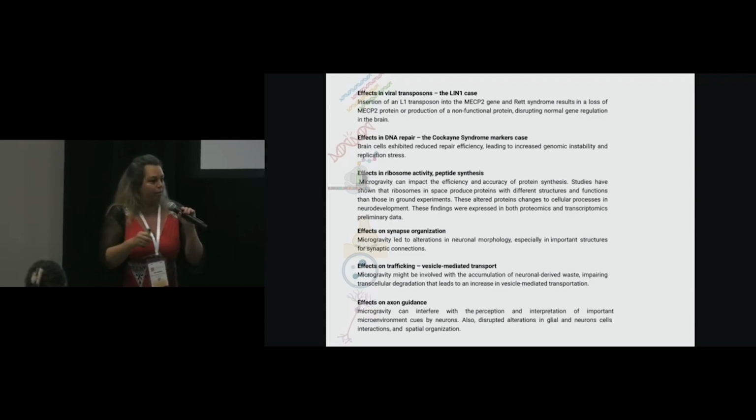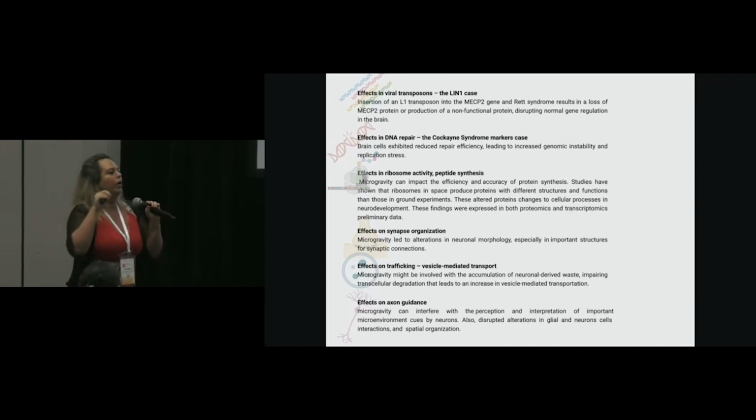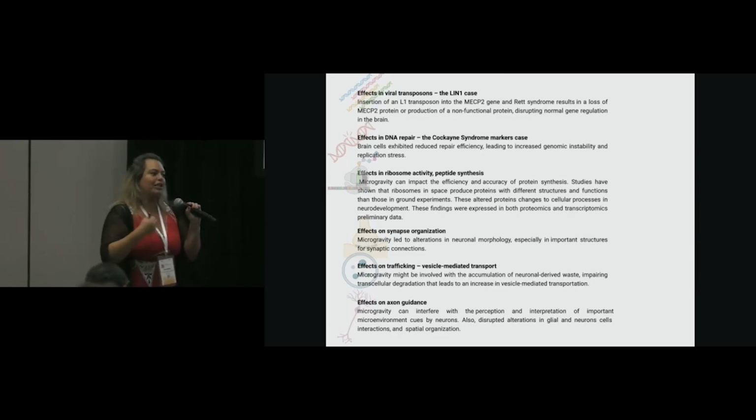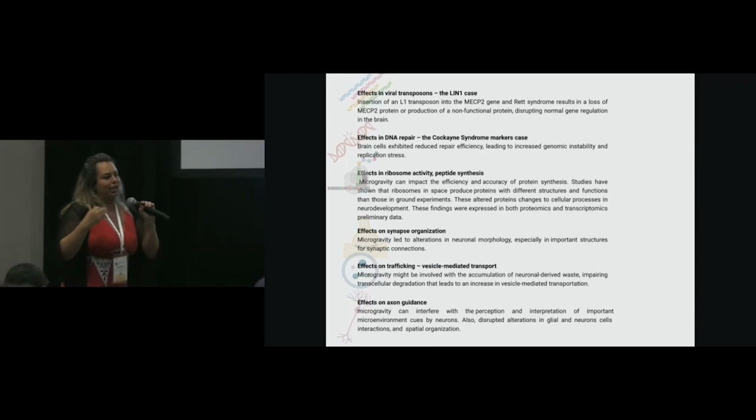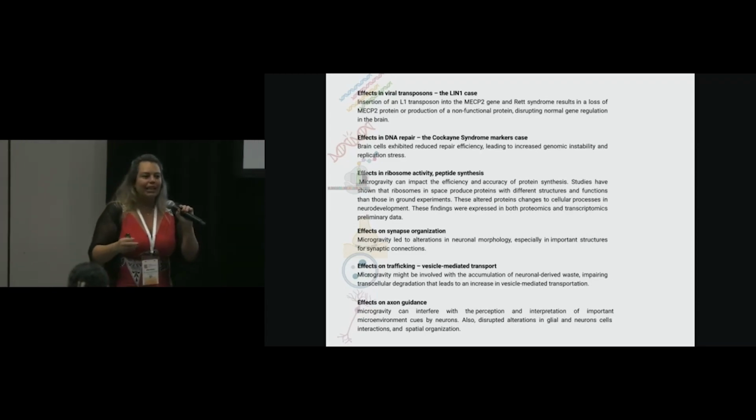Some of the proteins were related to DNA repair. They were impaired also, and this is also seen in Cockayne syndrome, which is a neurodevelopmental syndrome also. Effects on ribosome activity and peptide synthesis seem to be increased in microgravity. And again, I have to tell you that these are preliminary data. We didn't have a lot of time to deal with the data, but they are really related to the phenotypes of the astronauts.